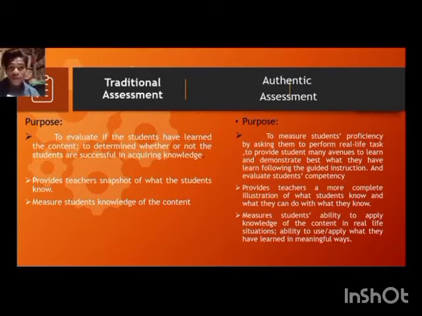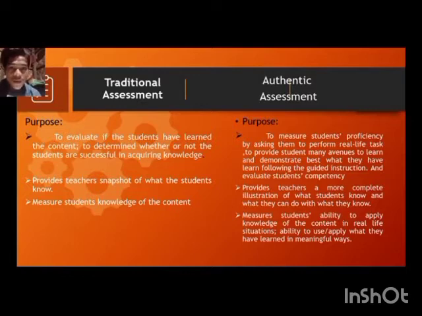It is to measure the students if they are proficient in doing a task that is a real life situation, or if they really acquire their skills in doing a certain task, if they really applied knowledge in performing a task that is exactly what is existing in real life. So, diba, that's the purpose of authentic assessment.